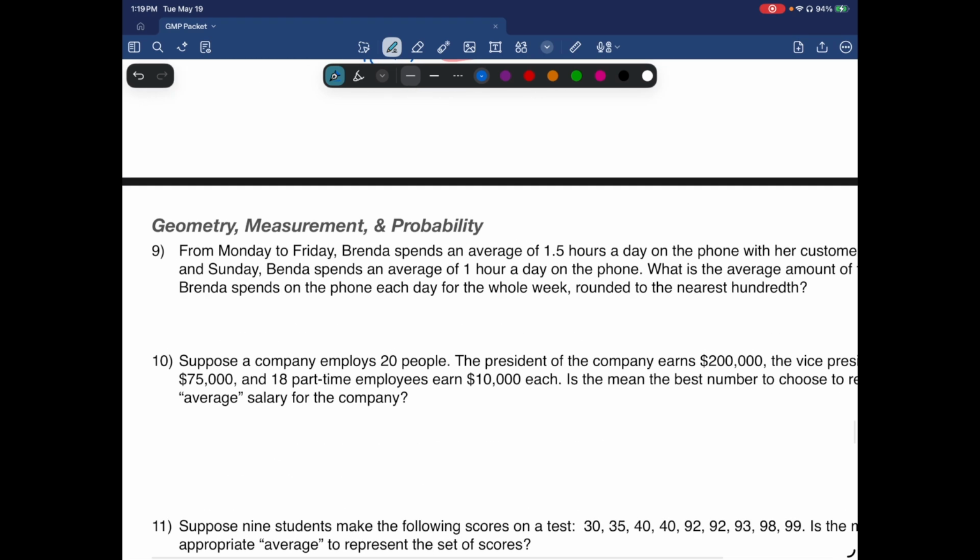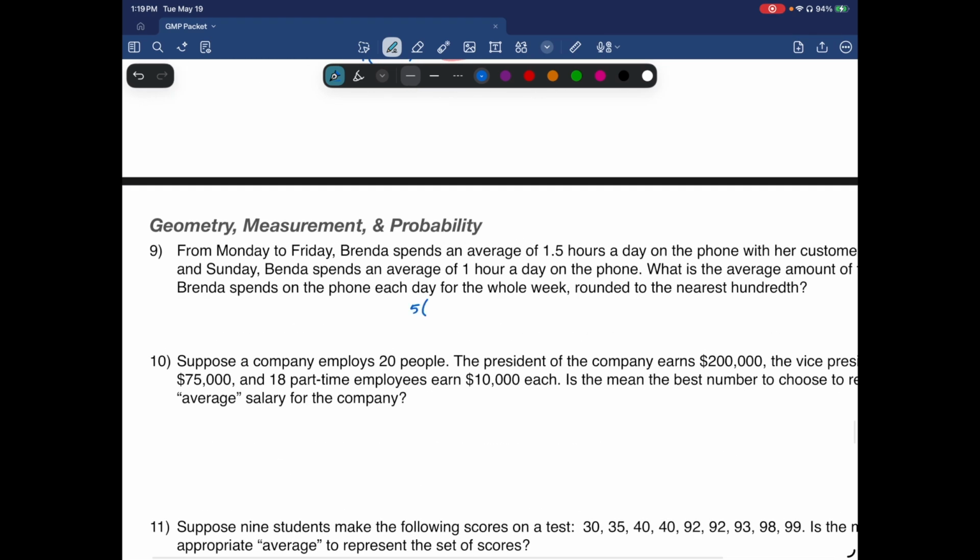Okay, so 5 days, she is on the phone an hour and a half. And then for the weekend, she's on the phone an hour a day. So add those up, divide by 7, and you get approximately 1.36 hours a day for the week. Hundredth means 2 decimal places.